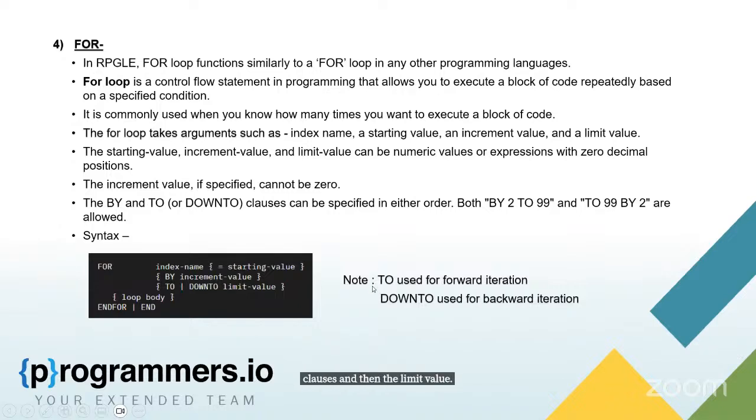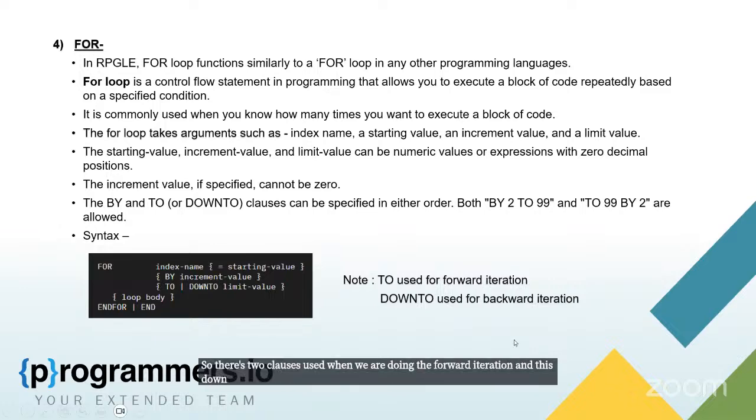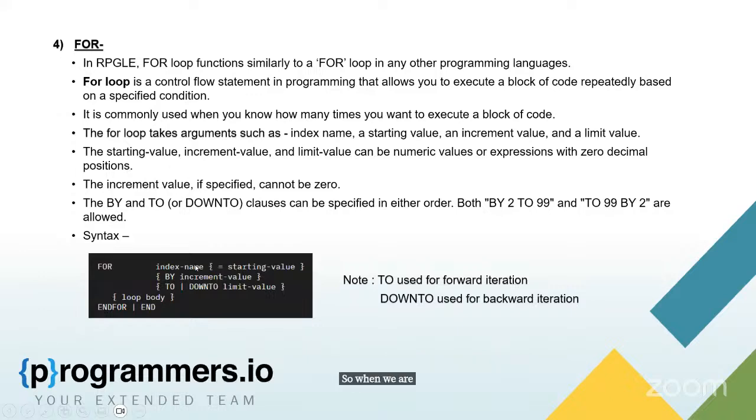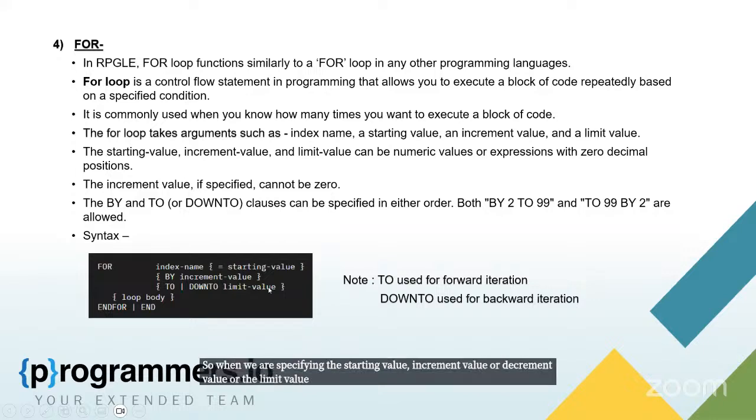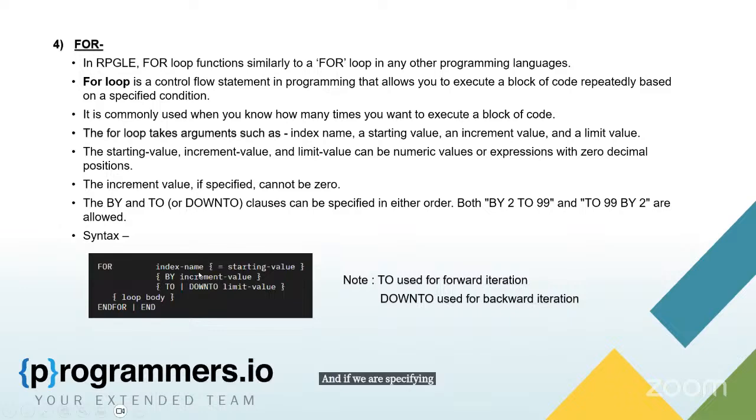The to clause is used when we are doing forward iteration, and downto is used for backward iteration. When we are specifying the starting value, increment value or decrement value, or the limit value, these can be numeric values or expressions, but with 0 decimal positions. If we try to give decimal positions, it will throw an error, which we have already seen in the do opcode as well. And if we are specifying the increment value, then it cannot be 0.